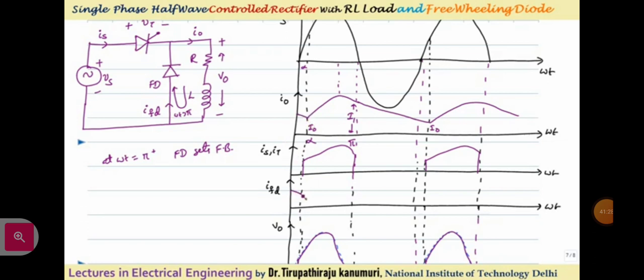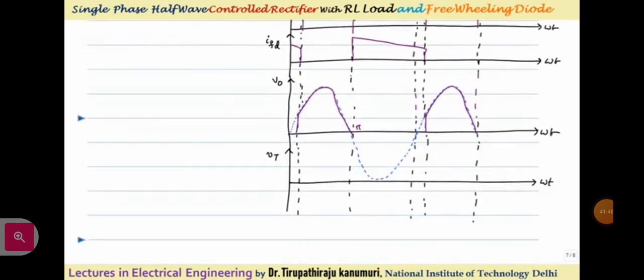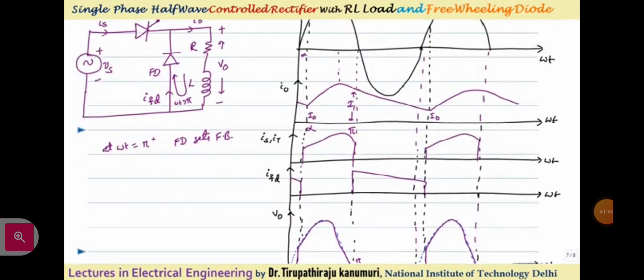So the freewheeling diode waveform will be like this. Again it will start from here. So it will gradually decay up to here. So whatever the waveform slope is there, the same thing will come here. I was not able to draw properly. So this will be like this. Getting it? So now coming to voltage across the thyristor.